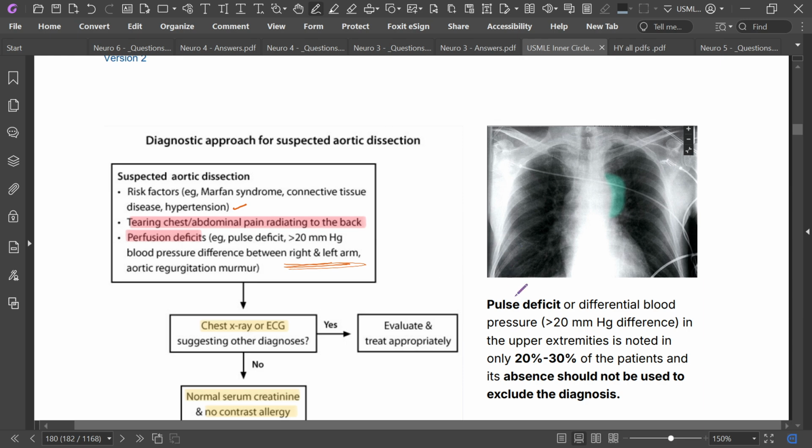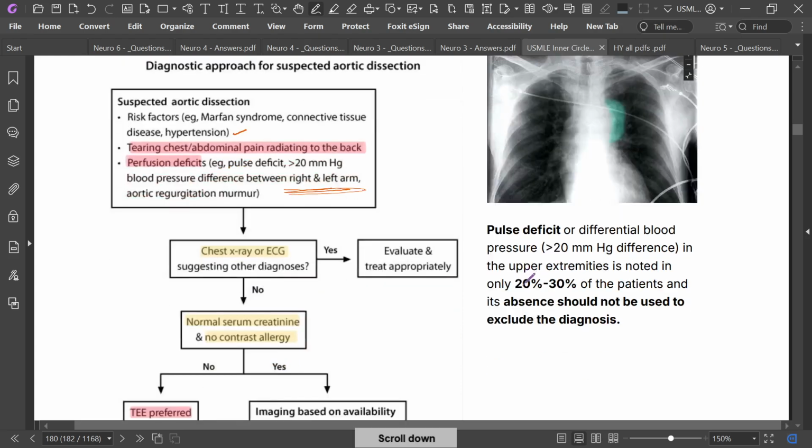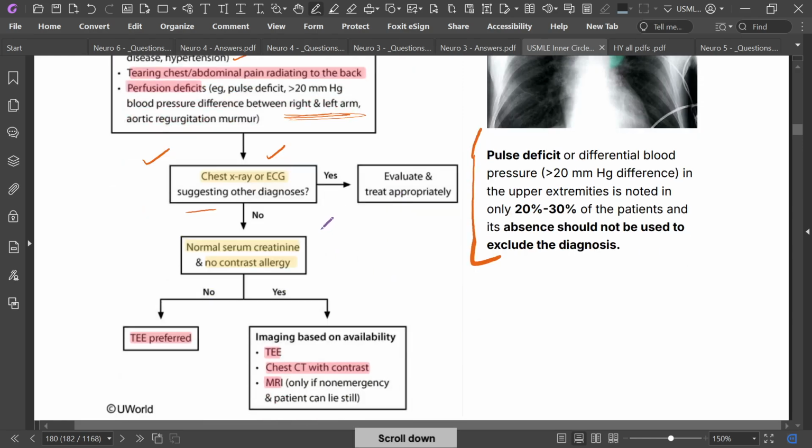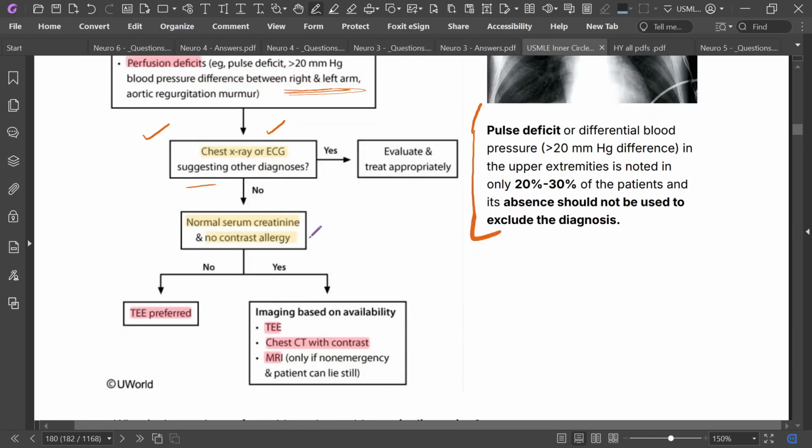A pulse deficit or differential blood pressure of more than 20 millimeters in the upper extremities is noted in 20 to 30%. Its absence should not exclude the diagnosis. Chest X-ray and ECG should be done. Evaluate and treat appropriately. Normal serum creatinine and no contrast allergy.